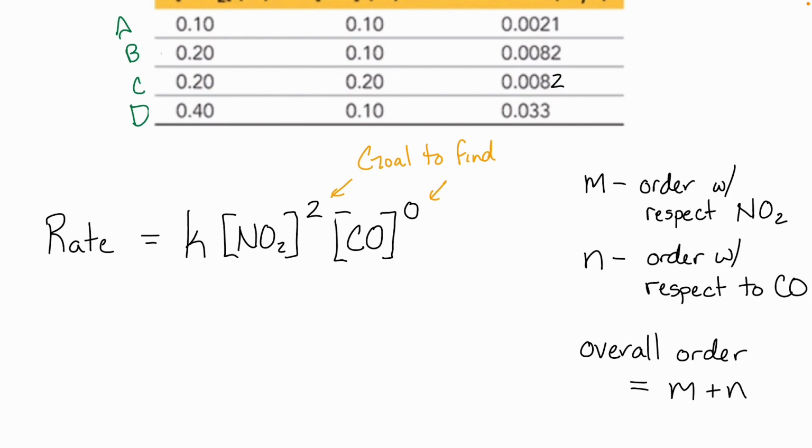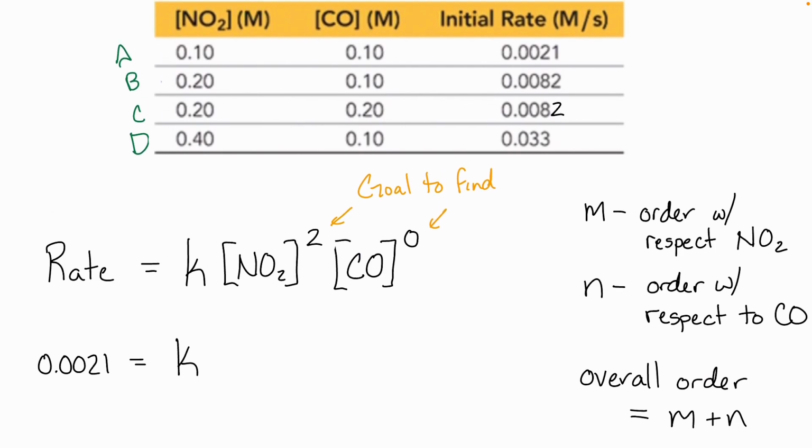As long as I have those orders, it doesn't matter, because I'll have a concentration of nitrogen dioxide, a concentration of carbon monoxide, and a rate for any one of these data points. So I could just pick one, plug in my variables, and my only missing thing will be k. For the sake of all being on the same page, let's just pick this first data point. My rate is 0.0021. Plugging in my data for that first data point, the concentration of nitrogen dioxide is 0.10 squared because we established that it was second order with respect to that reactant.